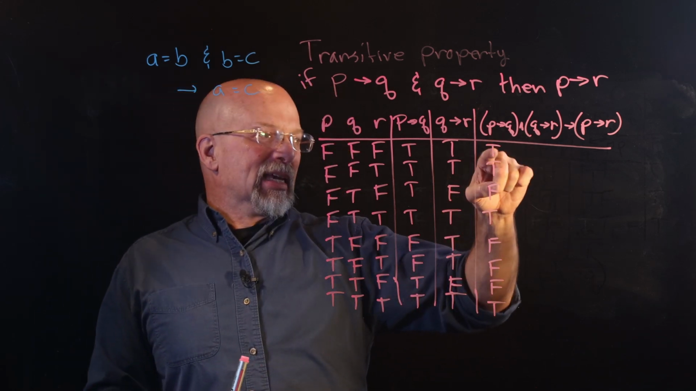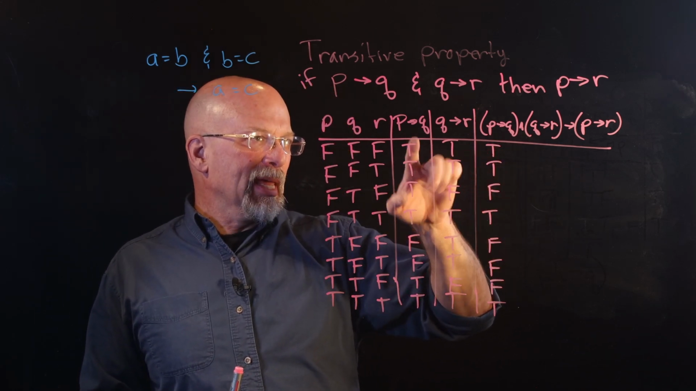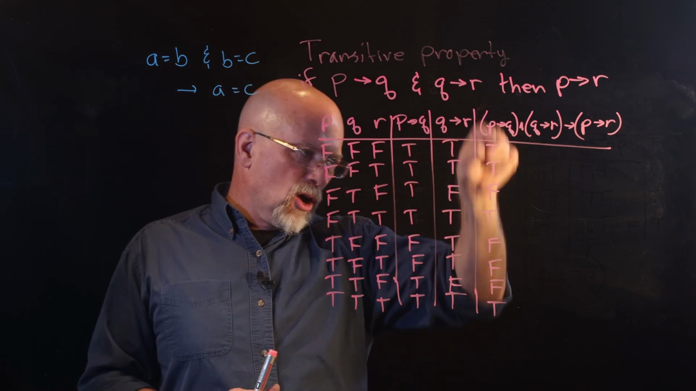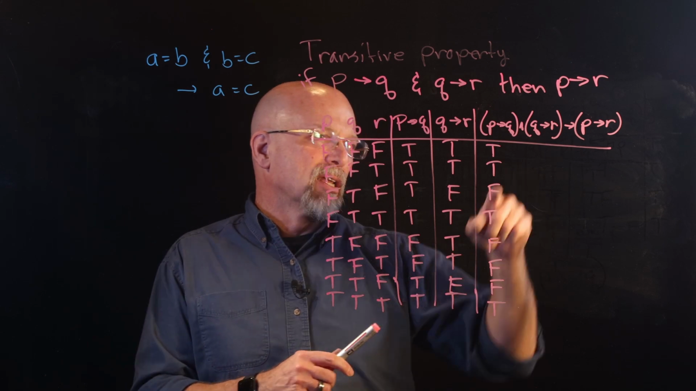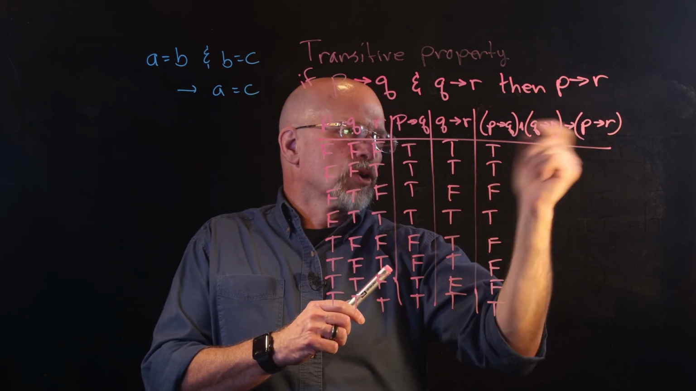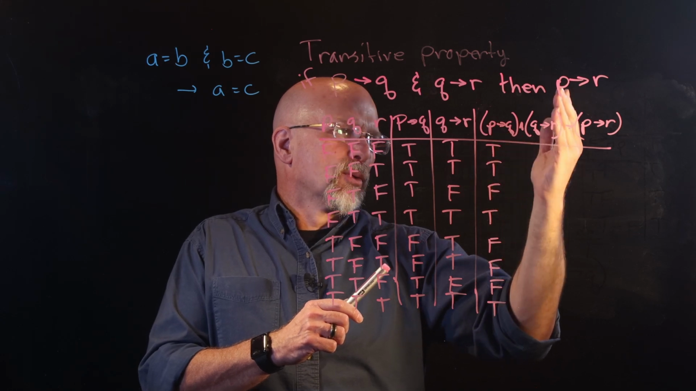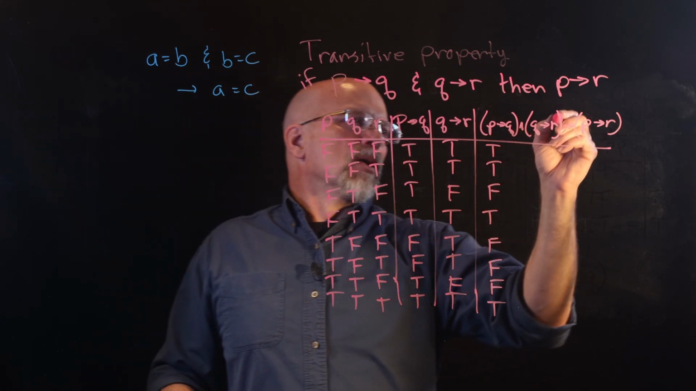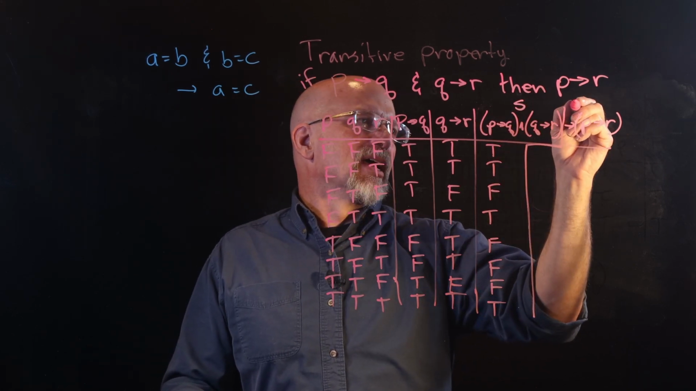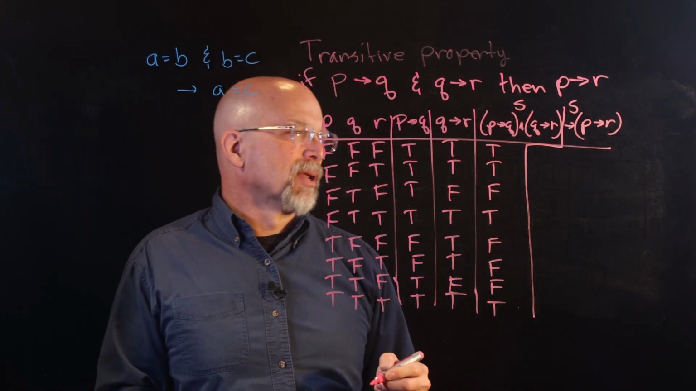So what we've got is anytime both P implies Q and Q implies R is true, then we are going to have a true in this column. So this column right here is just for this portion here. P implies Q and Q implies R. So I guess what I should probably do is that, and we'll just put a little S here and say S implies P implies R.